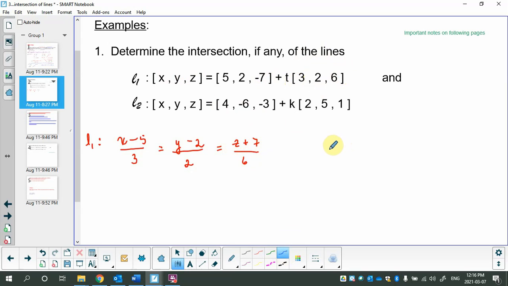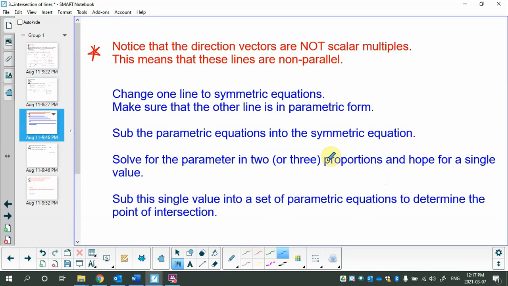Now I'm going to take line 2 and turn it into its parametric equation. So x equals 4 plus 2k. y is equal to negative 6 plus 5k. z is equal to negative 3 plus 1k. So that is step 2. Step 1 being check for scalar multiples.